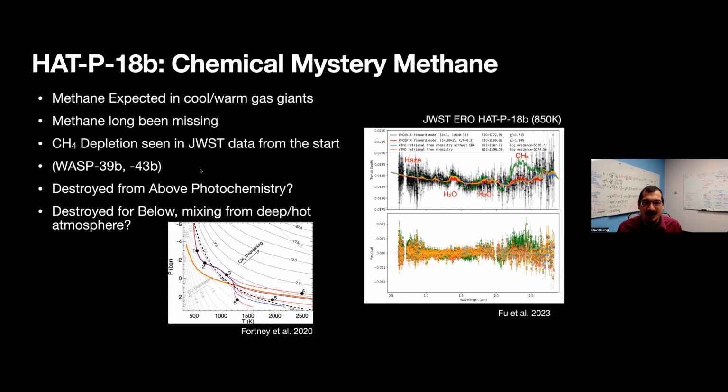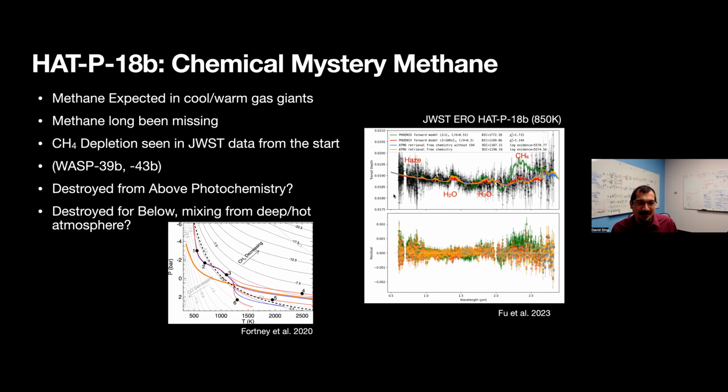So WASP-39 and WASP-43. And when Guangwei Fu here at Hopkins analyzed this data, he published it right away as well. And here the green is the prediction of how much methane we should see. There's a feature that shows up at about 2.4 or so microns, but we don't see that at all in the data. So in fact, we only get limits for how much methane there is.